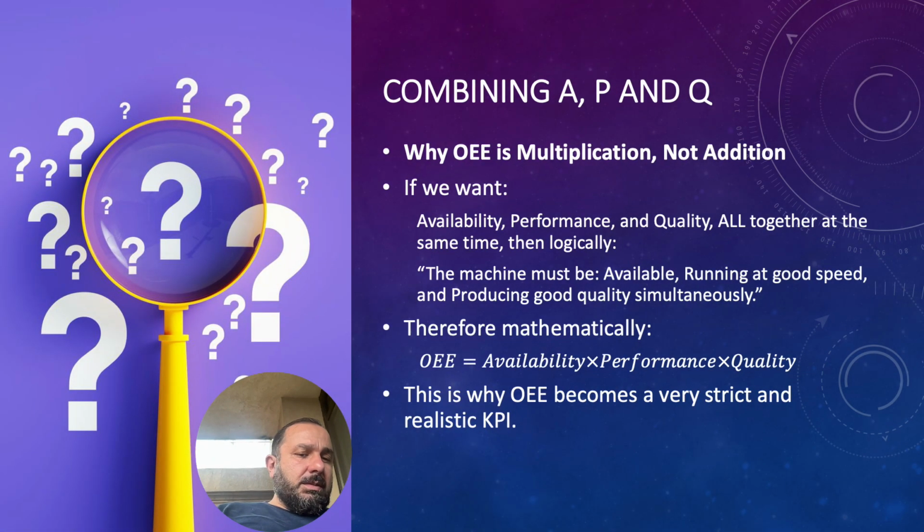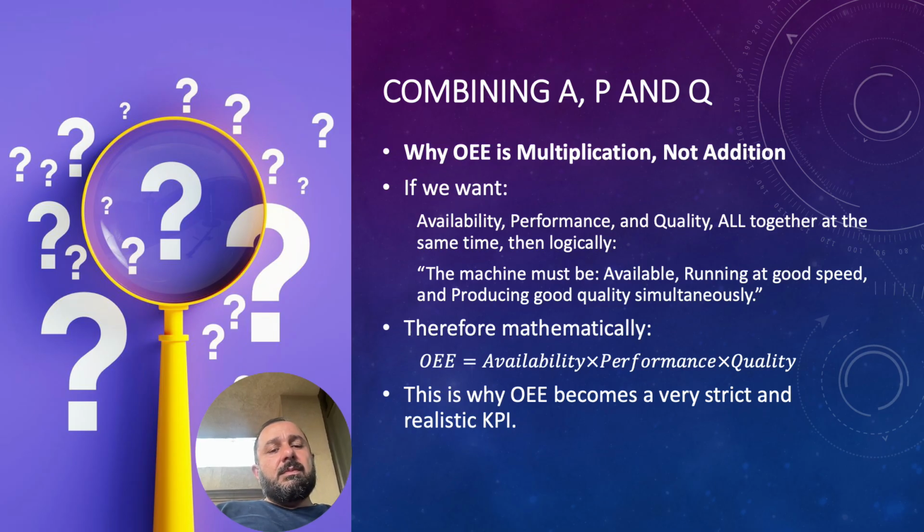So here we are talking about combining A, P, and Q in OEE. Why is OEE multiplication, not addition? Let us go to the logical equations in mathematics. Usually when you are talking about combining availability and performance and quality, the word "and" stands for multiplication in mathematics.